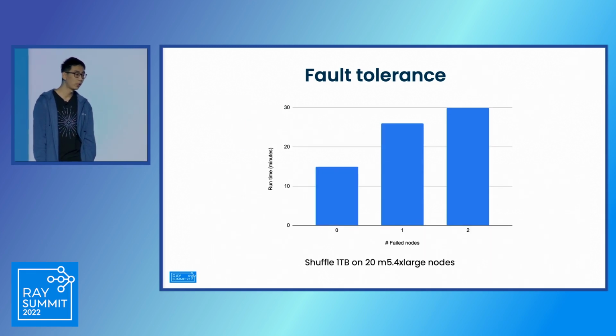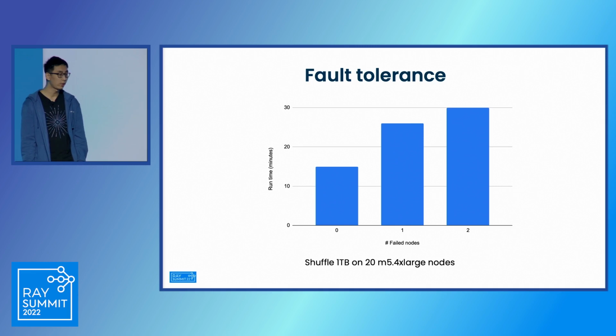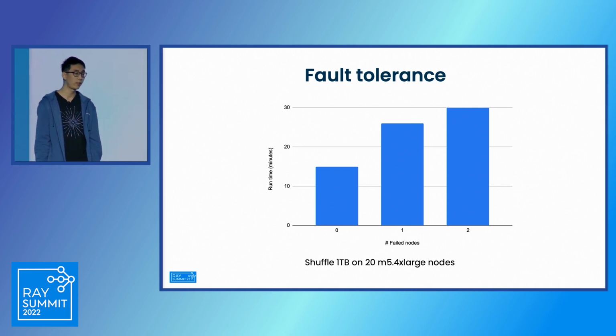So here is a real example. This bar chart shows the runtime of a 1 terabyte shuffle chaos test with different numbers of injected failures. As you can see, the runtime is not linear in the number of failed nodes, which means we don't need to restart the shuffle from the beginning when a failure happens.